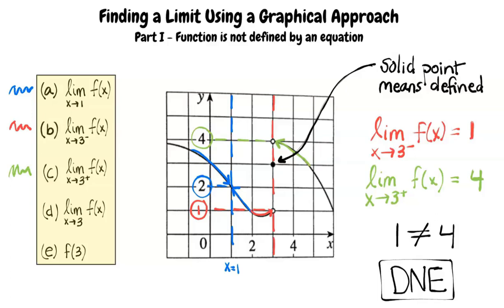Okay, that makes sense. If the solid point was at (3, 4) instead of (3, 3), would this change how we solve the limit? Great question. No, this would not change the method that we use to solve the limits. Remember, with limits we are concerned about approaching a value. Whether the function is defined at the endpoint or not, the right-hand limit would still approach the same value of 4.